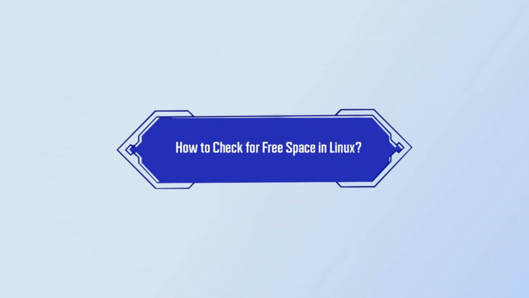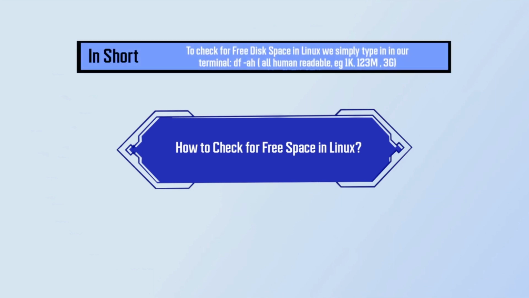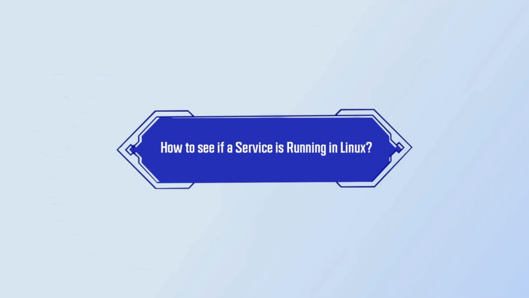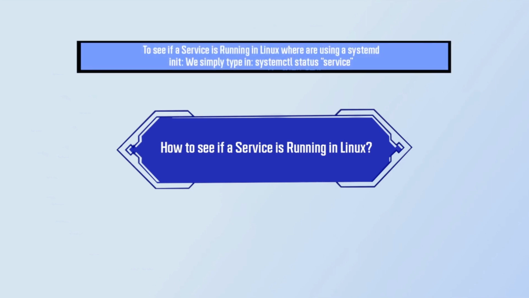How do you check for free space in Linux? To check for free disk space in Linux, we simply type in our terminal df space -ah, all human readable, example 1 kilobyte, 133 megabytes, 3 gigabytes, and so on. How to see if a service is running in Linux? To see if a service is running in Linux, they are usually using a systemd init, so we simply type in systemctl space status and the service we want to check.